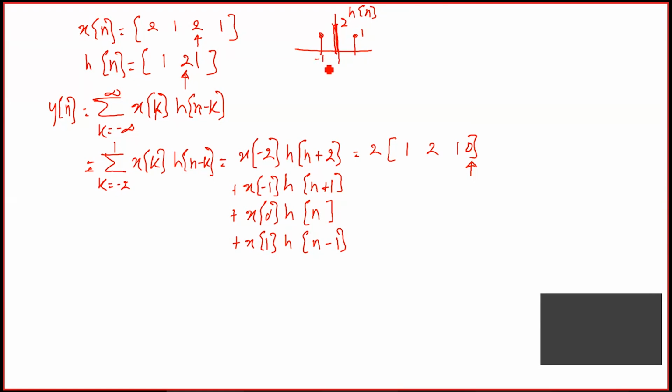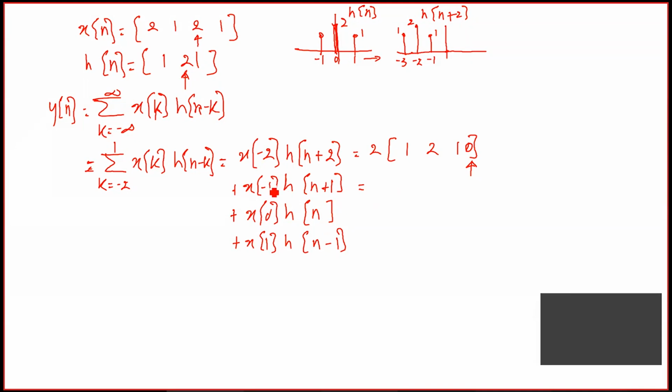So h of n plus 2 will be this h of n shifted left by 2 units. This is going to start from here. So this will be your -1, and then we have 2, and then we have 1 again. So -3, -2, -1. So this is 0 right here. If we have to show it here, the arrowhead will come something like this.